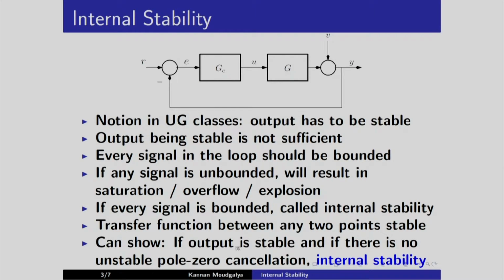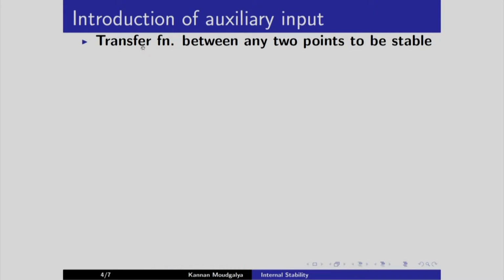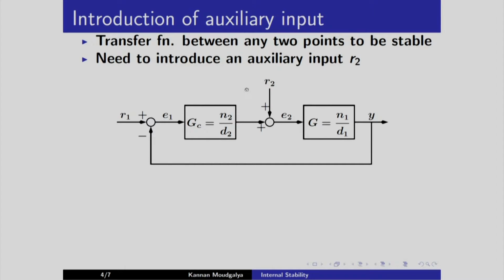We will show that if the output is stable and if there is no unstable pole zero cancellation, we will have internal stability. We want to show that the transfer function between any 2 points is stable. In the system that we considered earlier, let us introduce an auxiliary input R2. So this is the reference signal we had, and we introduced this new signal R2.